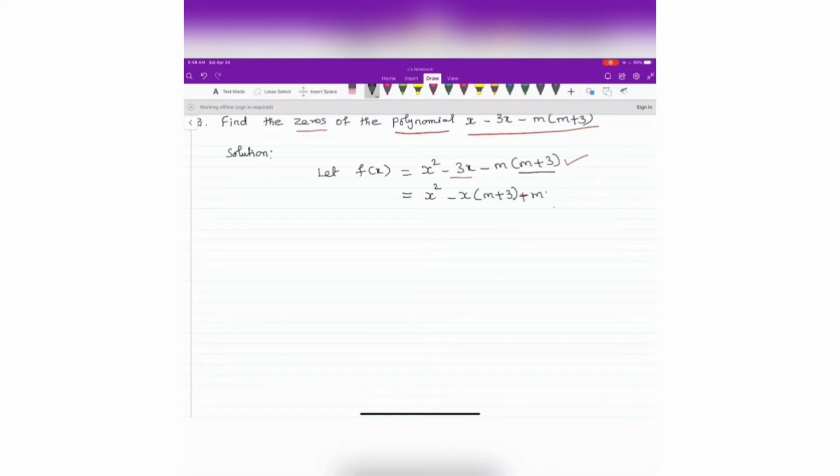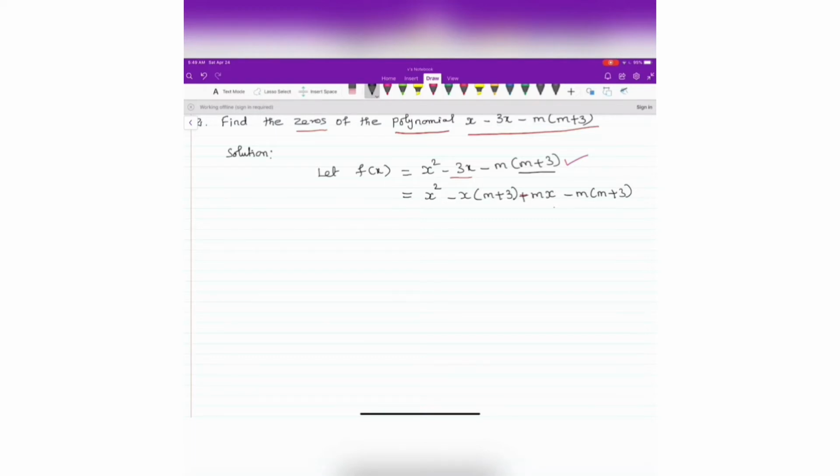Plus mx. Now, what will happen? Minus mx and plus mx will get cancelled. Then, the constant term minus m into m plus 3. By making this modification, the given polynomial will remain the same. There won't be any change in that. Now it is very easy to factorize.